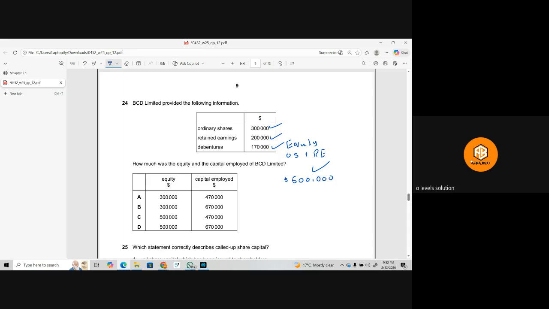And then we need to find out the capital employed. So equity plus long-term liabilities, meaning debentures. So this will be 670,000. Adding all of it, the equity is 500,000, because capital employed is equal to equity plus non-current liability. So D is the right option.